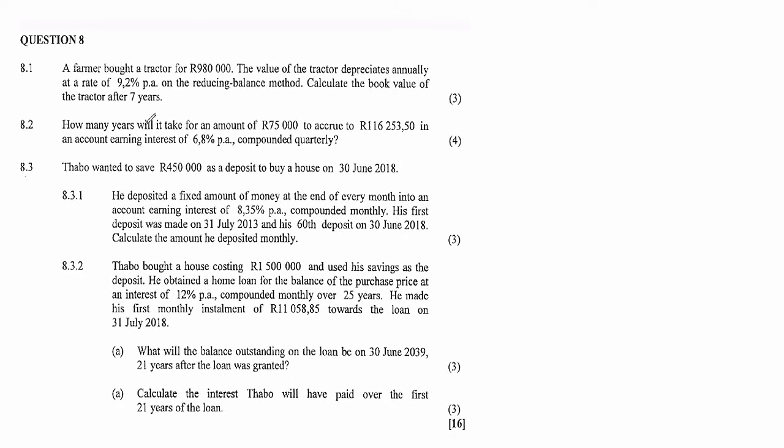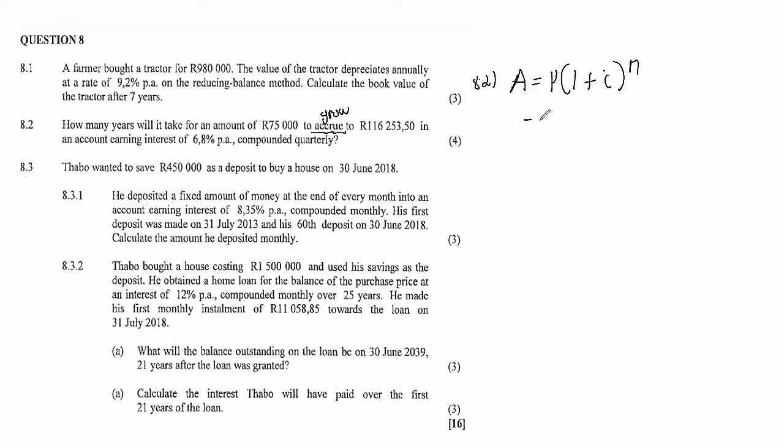It says, how many years will it take for an amount of 75,000 to accrue to 116,253.50? Now, to accrue means to grow, right? To grow in an account earning interest of 6.8% per annum compounded quarterly, right? So for 8.2, we know that we have to use the compound formula. That is the formula used to just grow a lump sum without any regular installments, right?